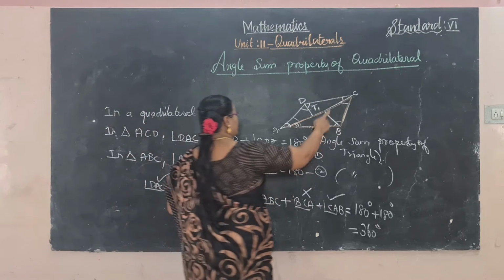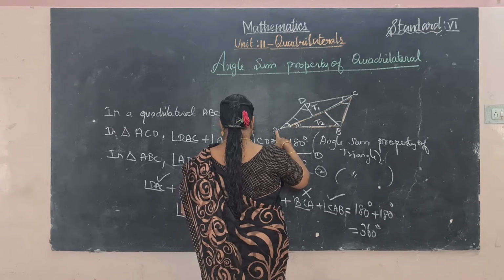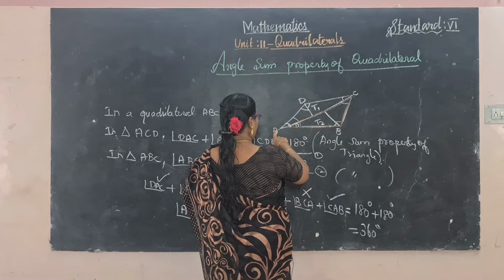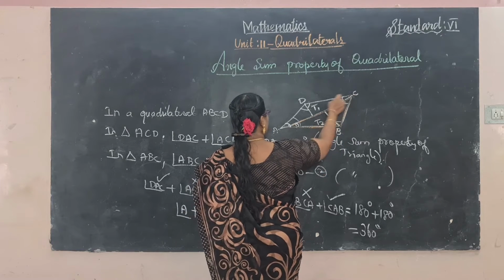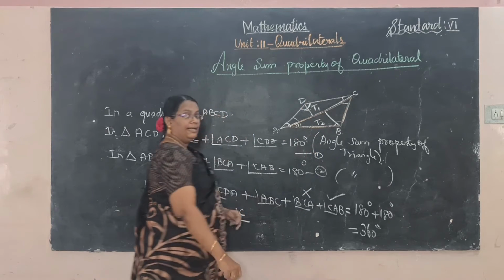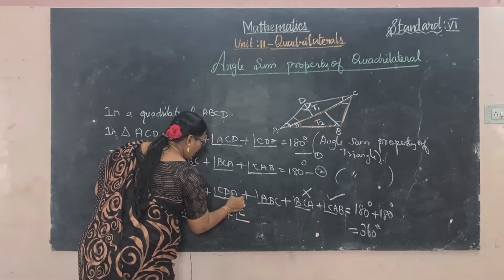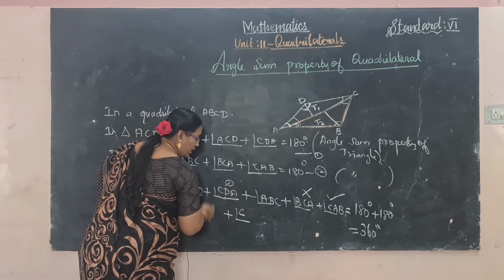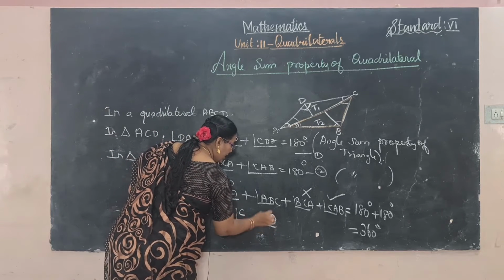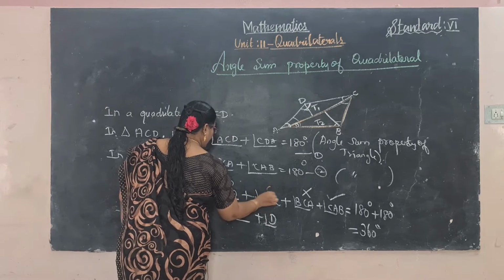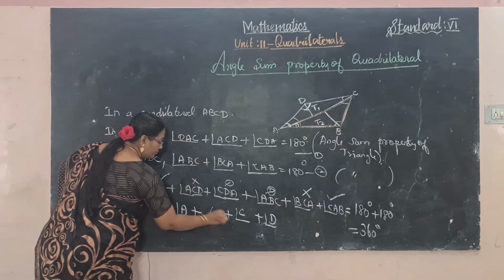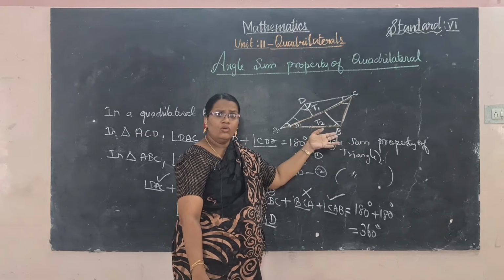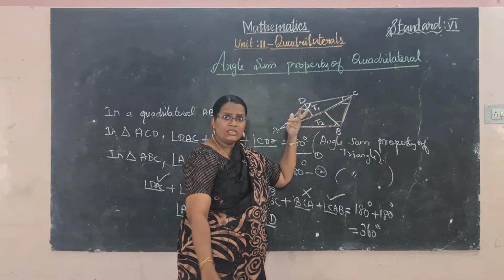CDA and ABC. So here the common angle is D. Okay, so from this one, for differentiating this, this one is angle D and this one is angle B. Okay, these two angles are not divided into two angles. It's not having any two adjacent angles.